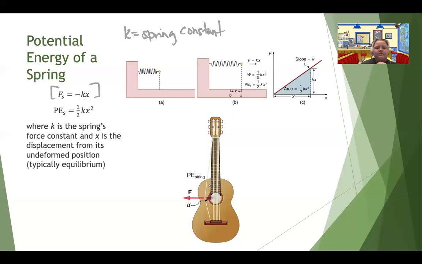We also have potentially a spring. It has the same idea. Okay. So we have the potential energy is going to be equal to 1/2 times my spring constant times the displacement squared. Okay. Now this displacement is from its equilibrium point.